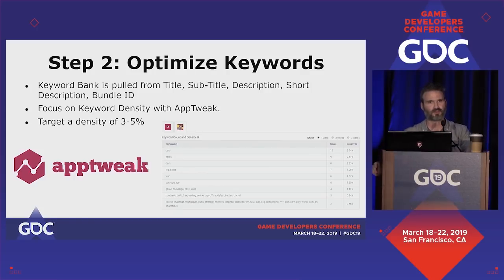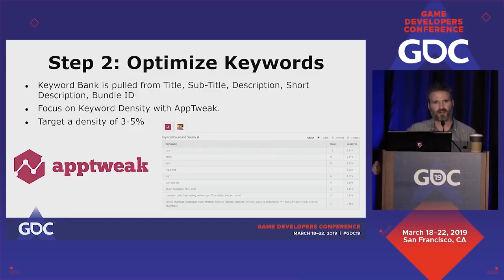So, optimizing your keywords. This one has required a lot of trial and error on my part, and it's something that I'm pretty proud to have figured out some small element of. So keywords are composed of kind of a keyword bank. Your bundle ID, description, short description, title, and subtitle all form a word bank, right? And your keywords are pulled from that word bank.